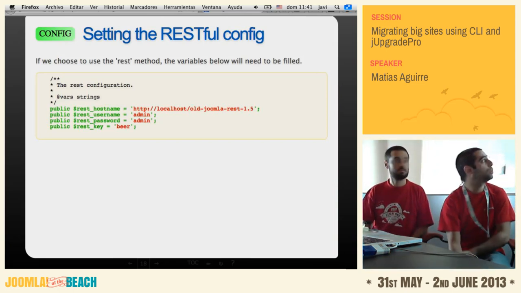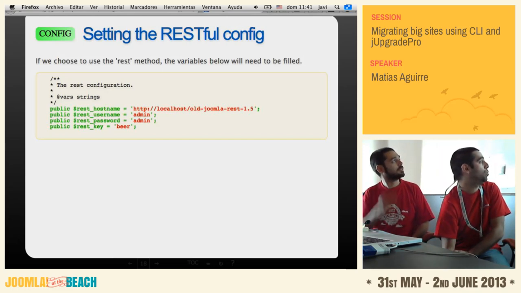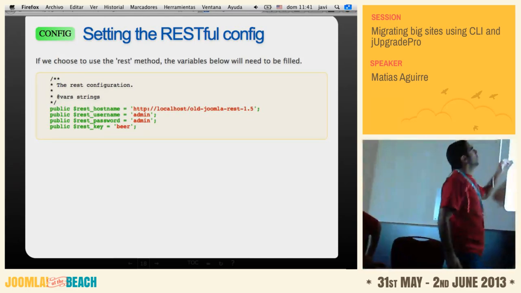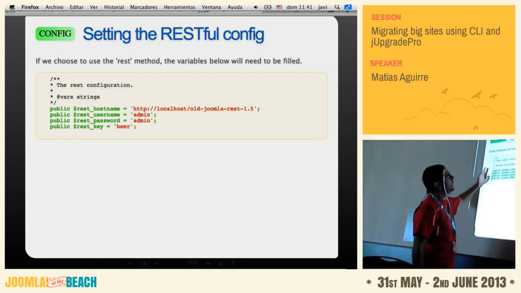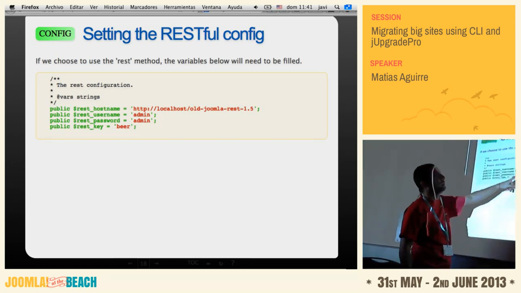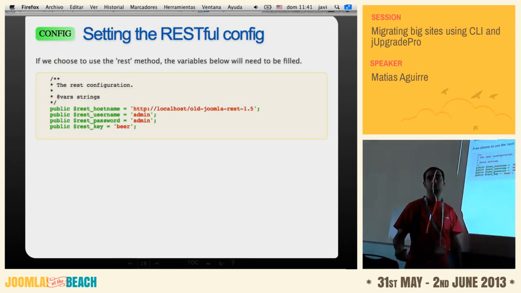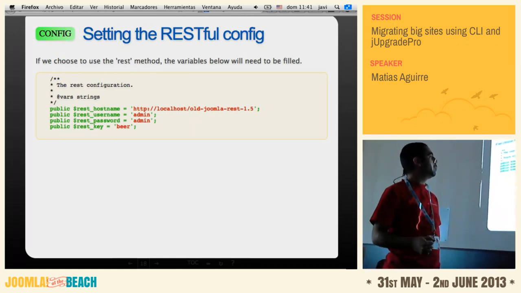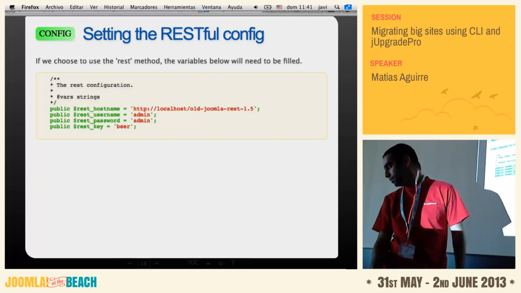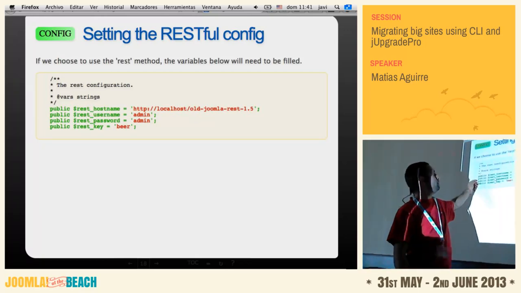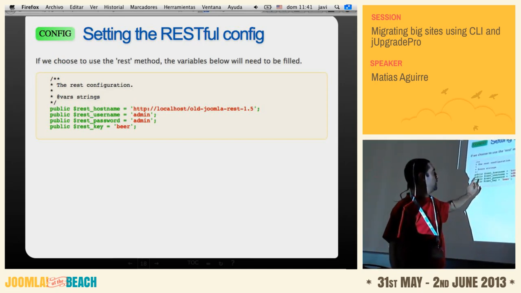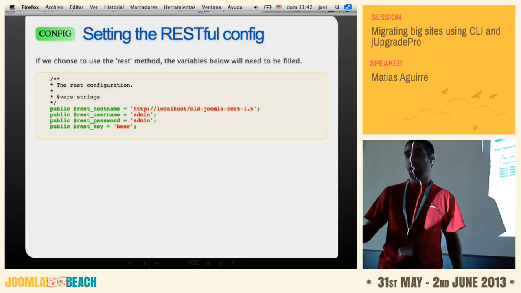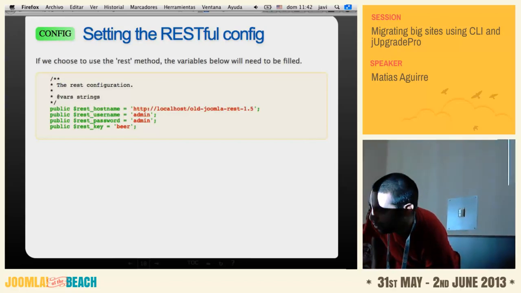If we choose the RESTful method, we need to add to this configuration file the host name. This is not really the host name, it's the URL of the old site where we should install the plugin. And the username, the password, and the secret key that we should add into the script installed on your old site. It's kind of complicated, but it's really simple.